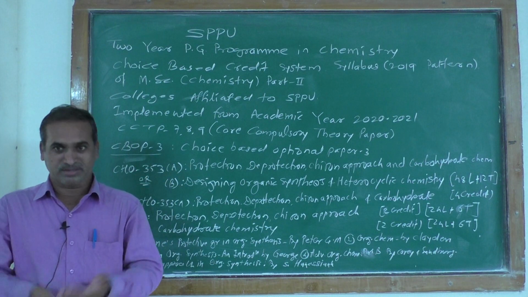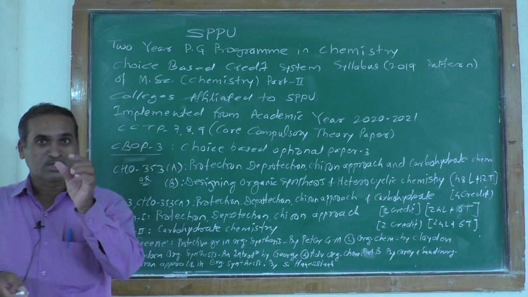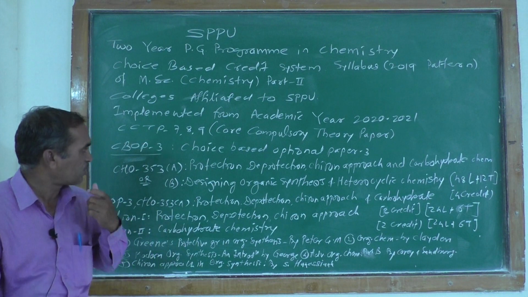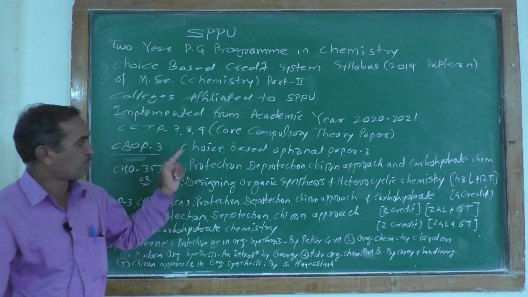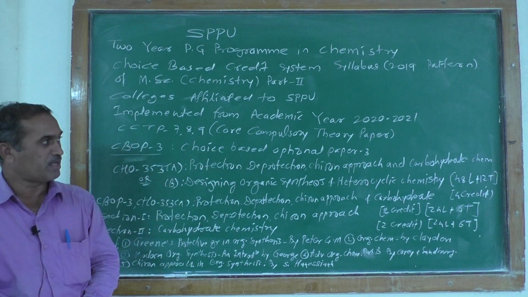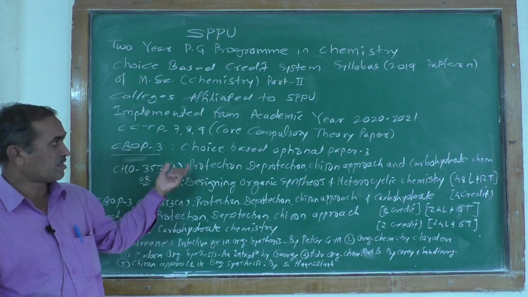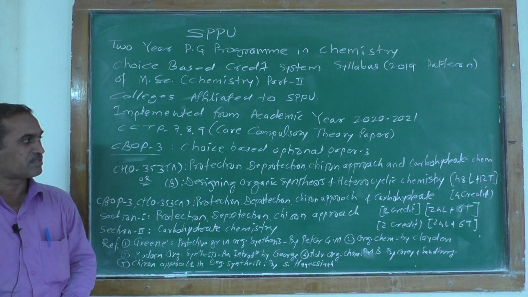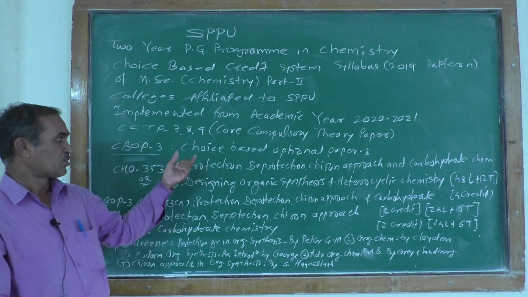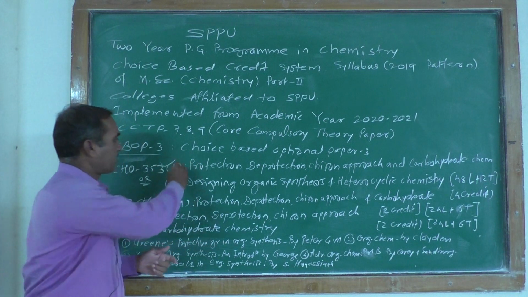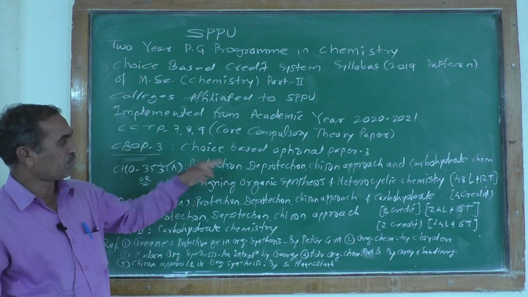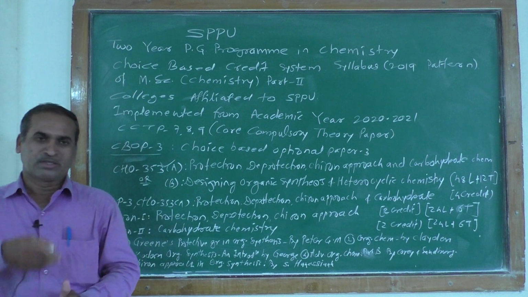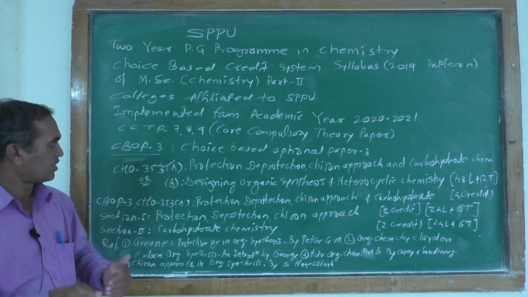This college, SHGM College Kopargaon, has chosen as the first one A: protection, deprotection, chiron approach and carbohydrate chemistry. The other optional is designing organic synthesis and heterocyclic chemistry. Out of these two, we are selecting the first one, A, protection, deprotection, chiron approach and carbohydrate chemistry. The reason why the college chose it as the first one?